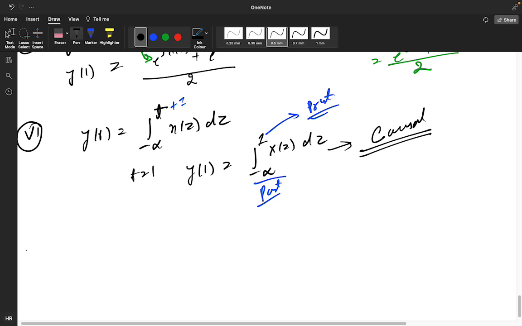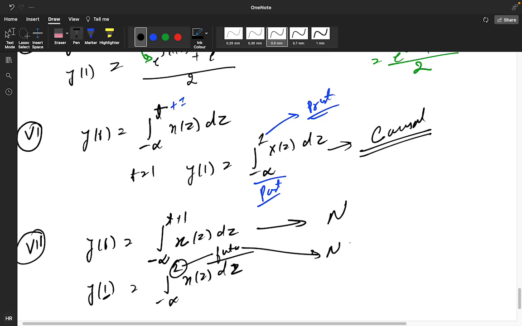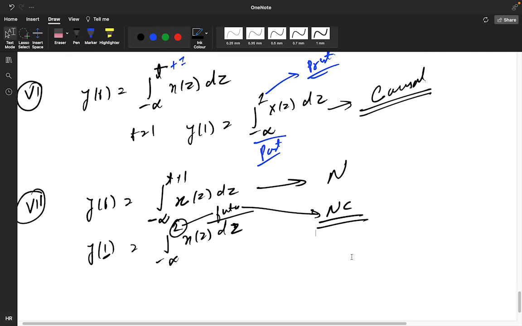Like I gave the second example, if you have y of t equal to the integral from minus infinity to t plus 1 of x of tau d tau, this will be non-causal, because if you put t equal to 1, y of 1 is the integral from minus infinity to 2 of x of tau d tau. This is 1, but here we are getting 2. So this is your future value, and future value means it will be non-causal.